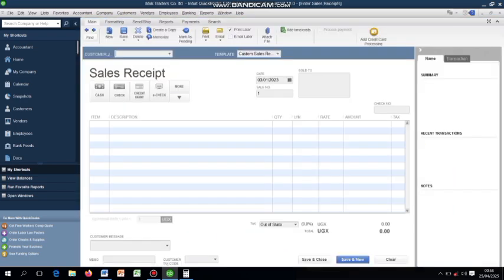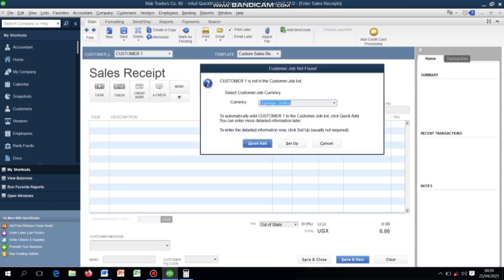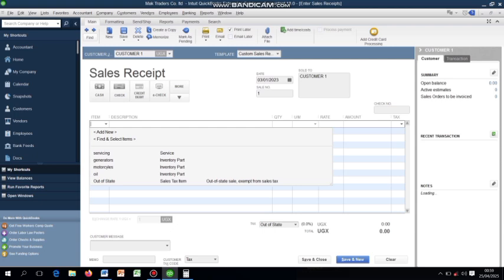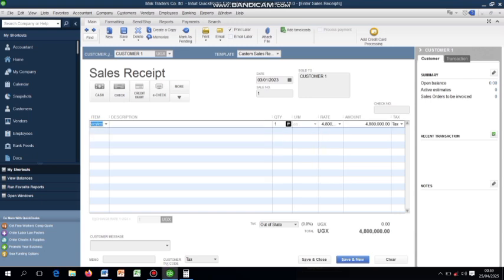So I'll add a new customer since we did not have one. I'll write customer, maybe I'll name him customer 1. Then I'll write what item he took, but it's not there, so I'll just do a quick add. He bought 5 motorcycles, so I'll choose motorcycles and put 5.